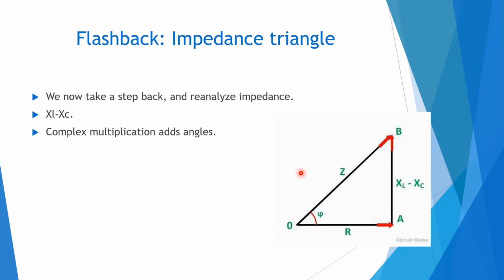Now, complex multiplication adds angles, right? If you multiply two complex numbers, then the phases will get added. So that means that since V is equal to ZI, this phi angle will come here, and if you add it with the phase of the current phasor, you should get the phase of the voltage phasor. But we define the difference of the voltage phasor and the current phasor to be the angle of the power triangle, which means these two angles are actually equal. The theta we had mentioned before and the phi that is coming right now, they are actually equal.